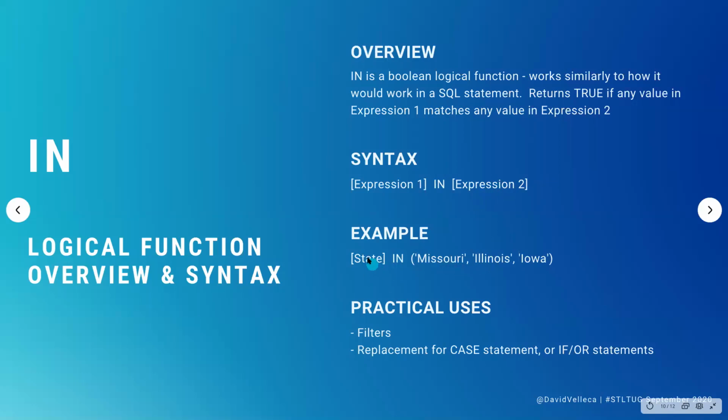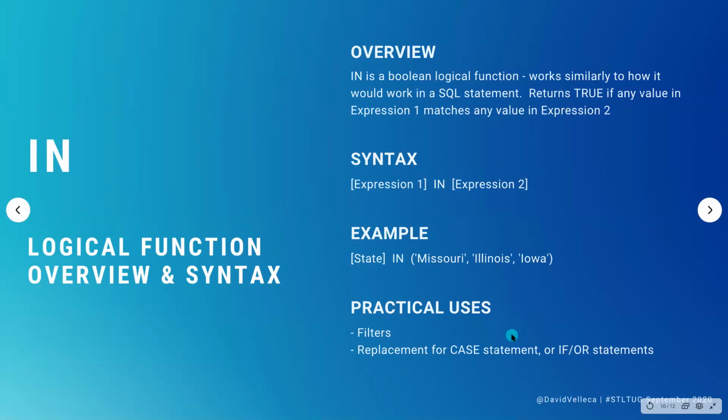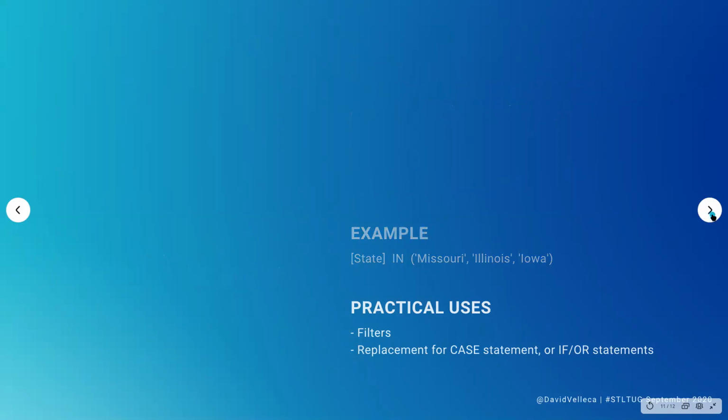My example here is my calculated field, or just column named State, and it's checking if Missouri, Illinois, or Iowa are in that. You can combine that with some other logic to get some practical uses. You can create a filter. For instance, if I only wanted to see Missouri, Illinois, and Iowa, I could take this calculated field, put it on filters, and set it to true. The only data that would return would be Missouri, Illinois, and Iowa. Or we can use it as a replacement for case statements or if/or statements. We'll see that in just a second.